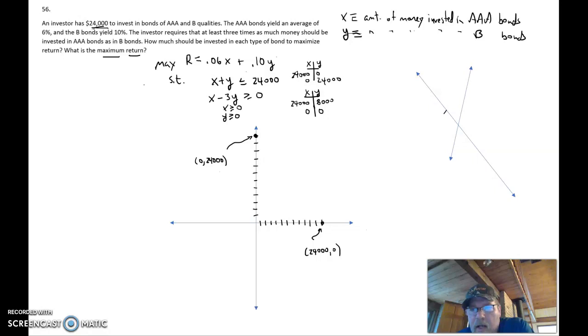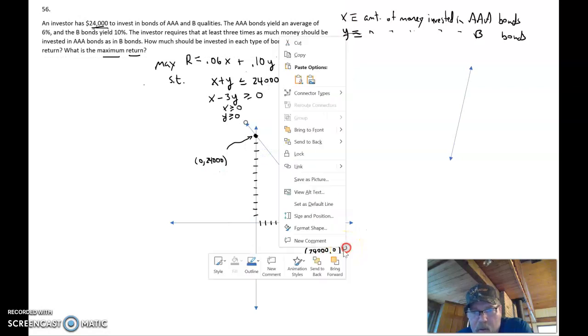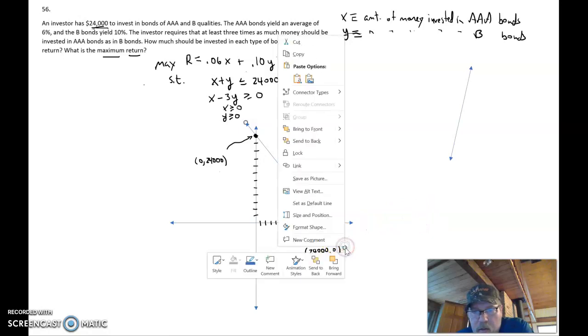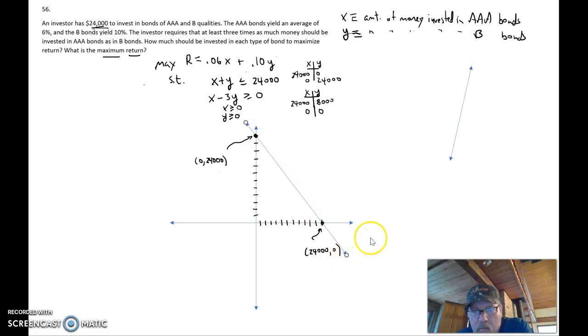And I've already got a line here. Let me go grab it. See if I can grab it. There we go. And we'll line it up here pretty close. Let me scoot this down here. There we go. All right.